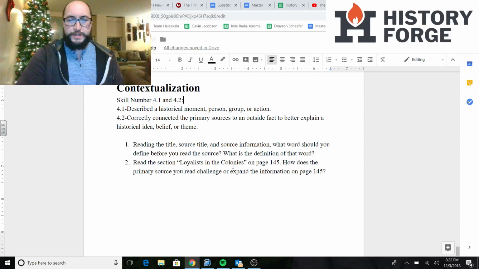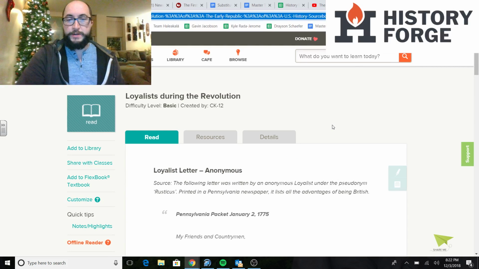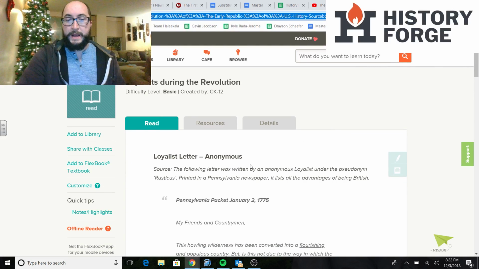So the two questions are, number one, reading the title and source information, what word should you define before you read the source? What is the definition of that word? And the source is called Loyalists During the Revolution, Loyalist Letter Anonymous, and then the final part would be the source information right here. So I'm asking you to find a certain word based off just the title, the source name, and the source information. Hopefully it's really obvious what it is because I'm going to give you a hint, it repeats itself. But you would want to be able to define that word.